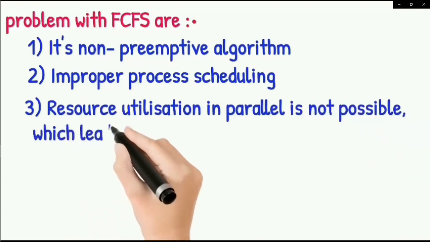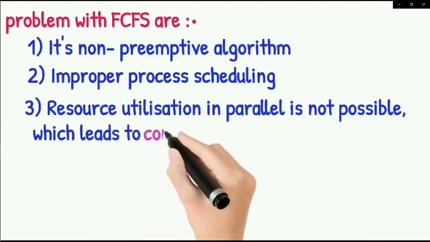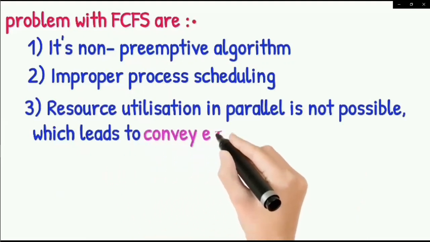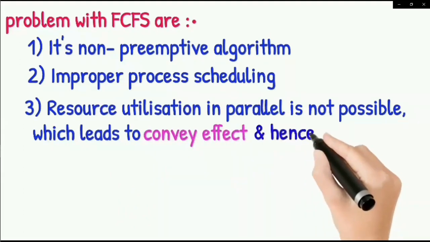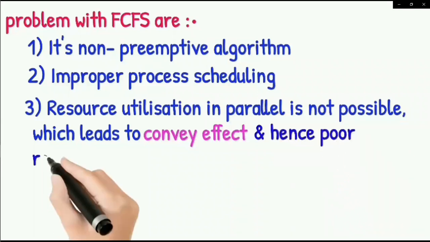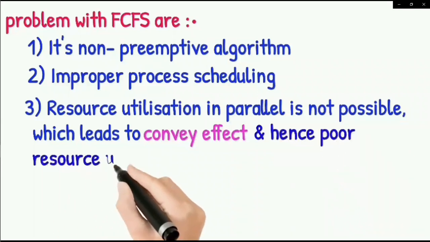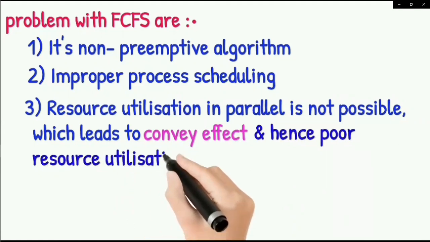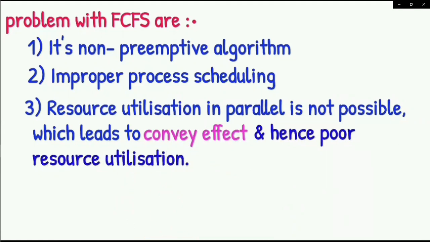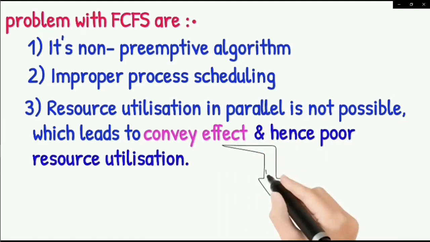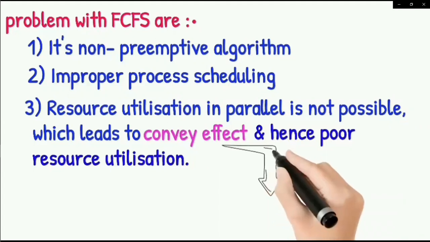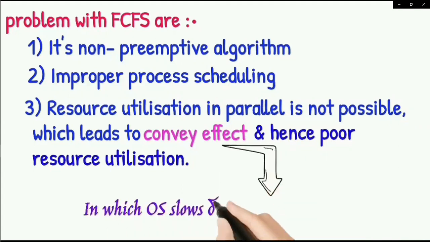And the second one is improper process scheduling. If we take the processes in the order P1, P2, P3, you will get one average time. If we take the processes with the same burst times in the order P2, P3 and then P1, you will get another average time. So it is improper process scheduling. Resource utilization in parallel is not possible, which leads to the convoy effect. What is the convoy effect? Due to some slow process, the whole OS is going to be slowed down. That you call the convoy effect.